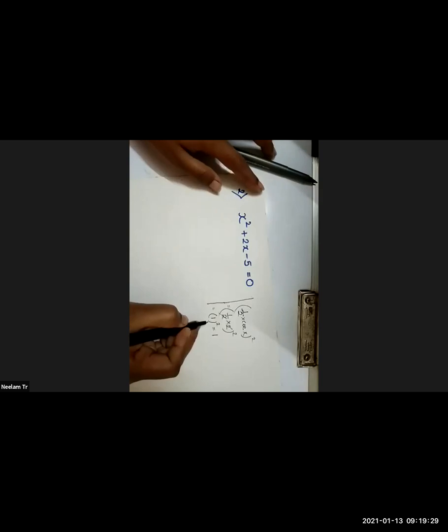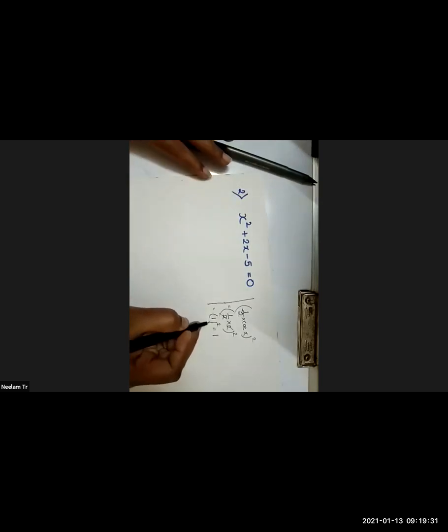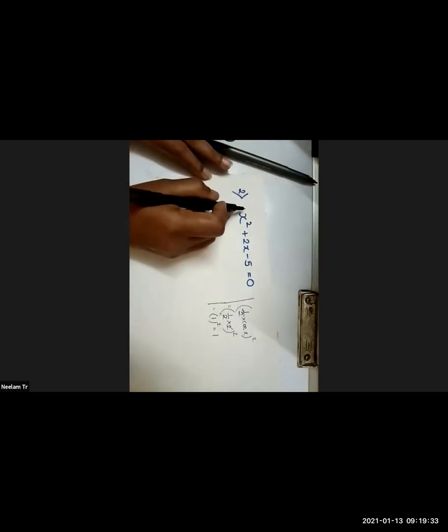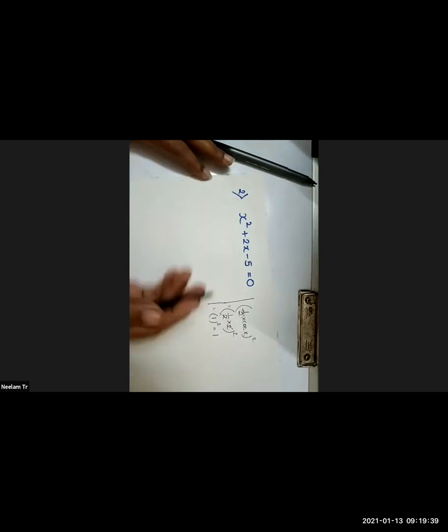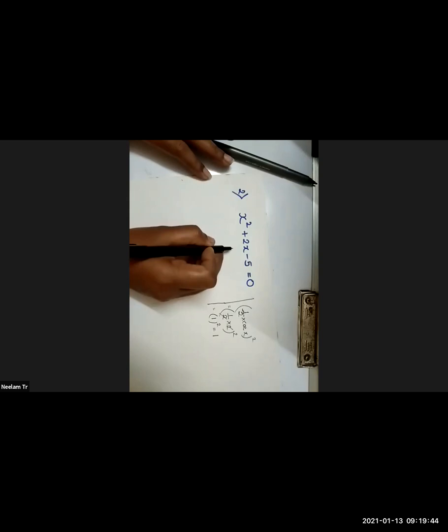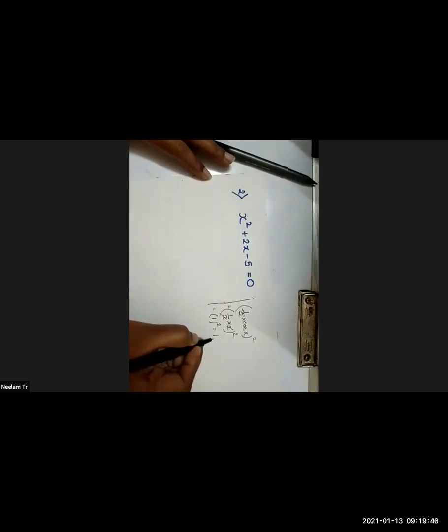Okay. Now, this is our first step. First step was to make a coefficient 1, but as it is already 1, so there is no need of making 1. So the next, to find the term which while adding I'll make it complete square. So I got it 1.